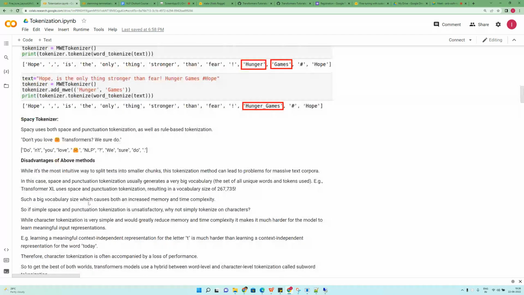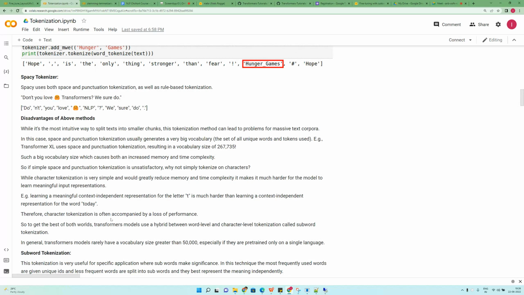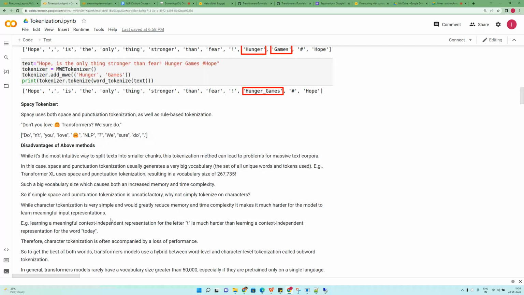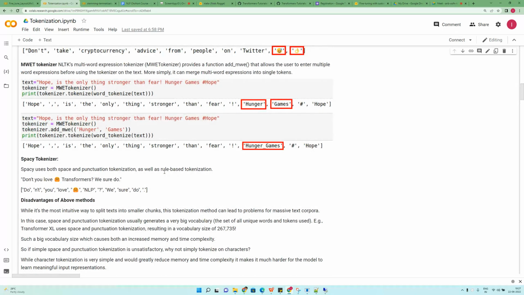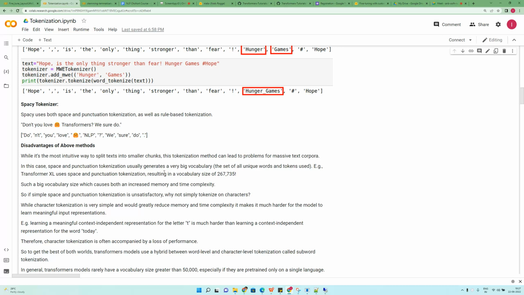Yeah. So there are disadvantages of all the above methods. While it's the most intuitive way to split text into smaller chunks, this tokenization method can lead to problems on massive text corpora. In the case of space and punctuation tokenization, it usually generates a very big vocabulary. Transformer-XL, which used space and punctuation tokenization, had a vocabulary size of 267,735, which is very huge, right? So this is the main disadvantage of using these tokenizers. It actually increases your vocabulary size.